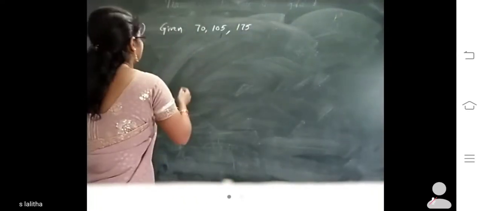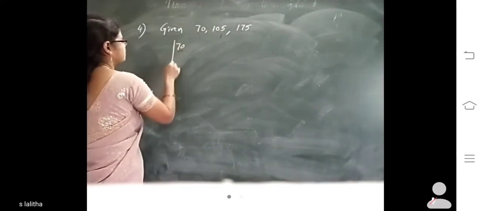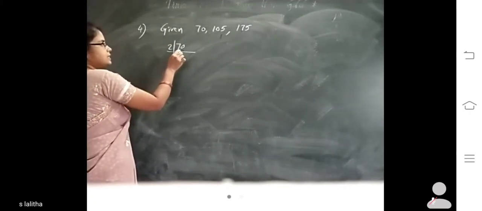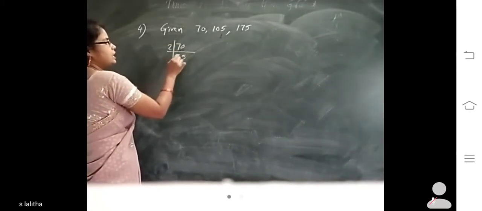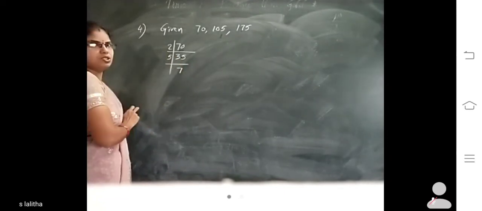What are the numbers given? 70, 105 and 175. Now you have to find the HCF by the prime factorization method. So for 70, find the prime factors. Take the 2 table: 2 3s are 6, 1 is remaining, 2 5s are 10, then 5, 7. So all are prime numbers. Okay, you can do it.